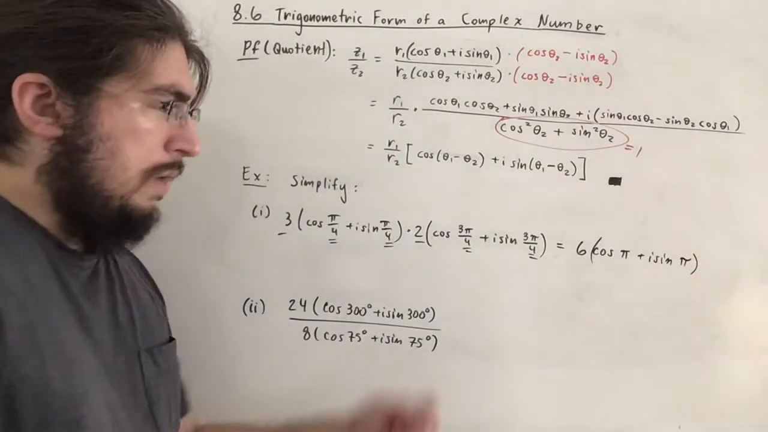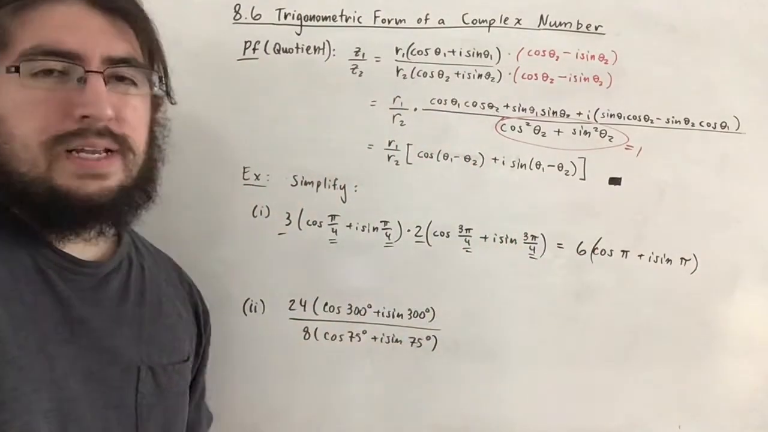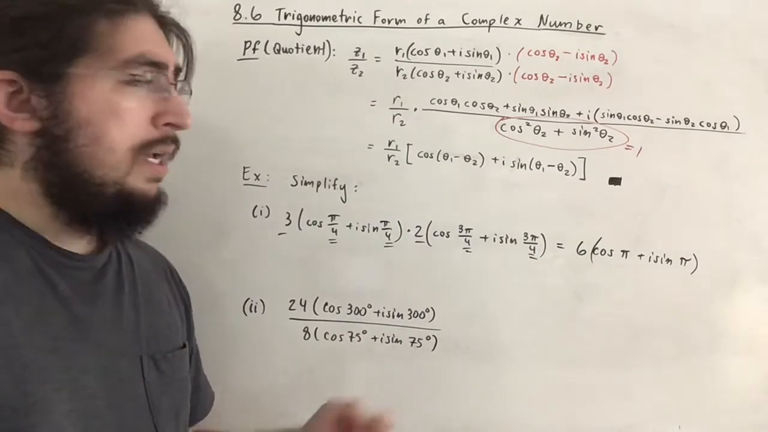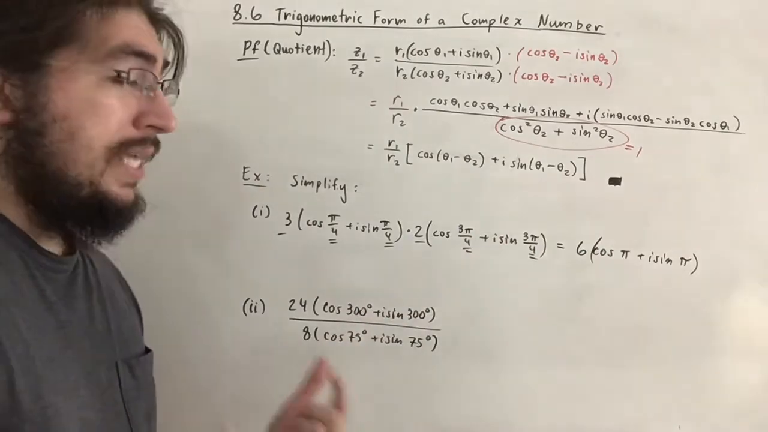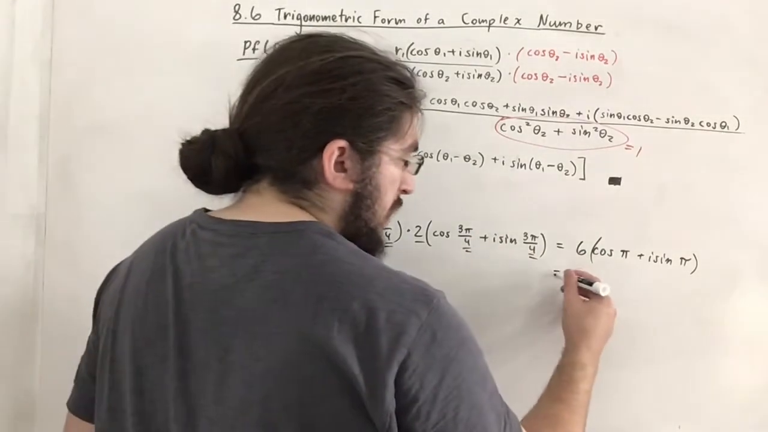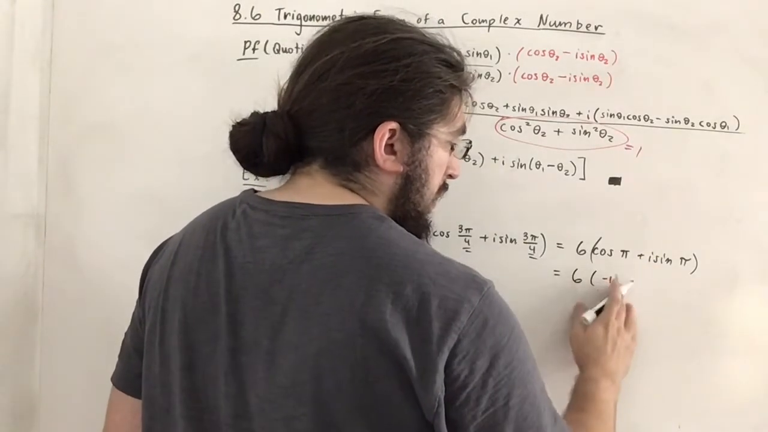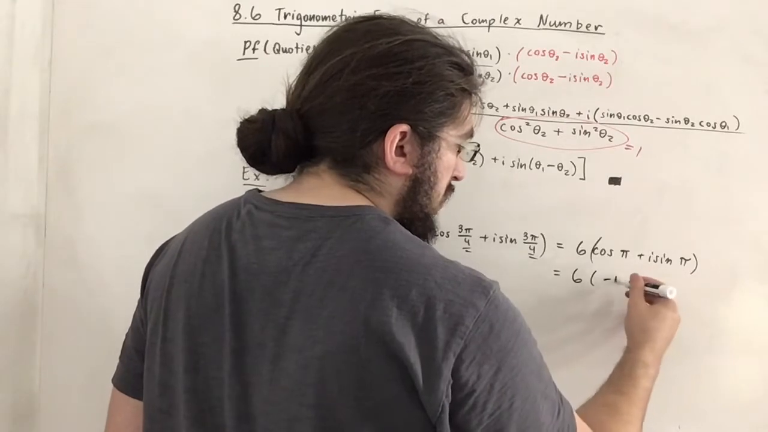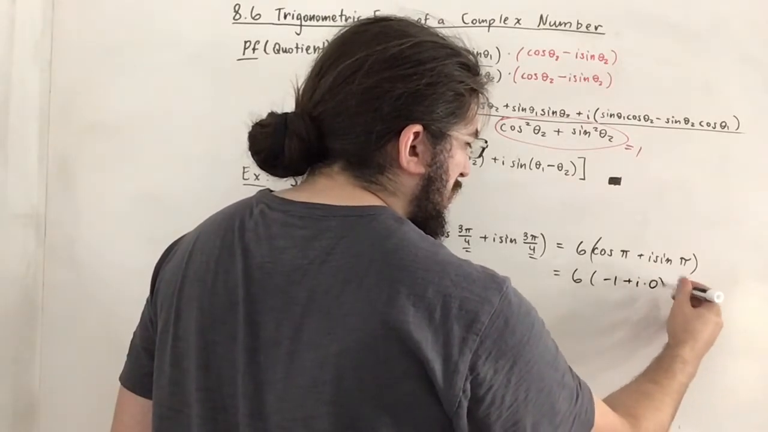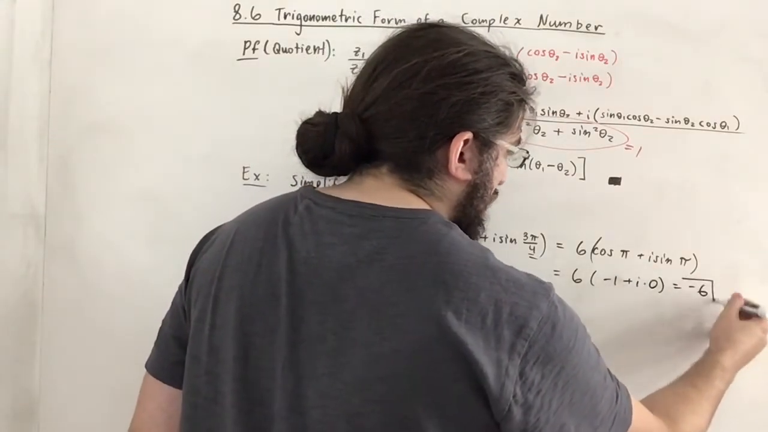Now in this case, you could leave it in trig form if you want, but I'm actually going to simplify it all the way down to rectangular form. It's not a bad idea to do that. Notice cosine of pi is negative 1, and i sine pi is just 0. So it's negative 1 plus i times 0, which ends up just being negative 6 actually.